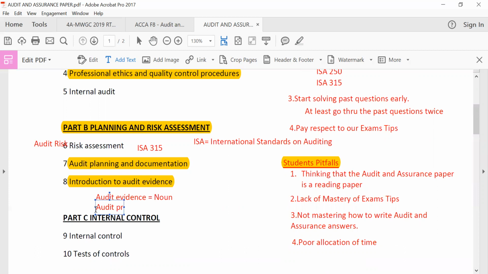But when the examiner asks you to write audit procedures answers, we start with a verb because a procedure is an action. If we ask you to talk about audit procedure and you write an audit evidence answer, we score you 0 because you have deviated. Likewise, if we ask you for an audit evidence answer and you write an audit procedure answer, you have not met the requirement, we give you 0.